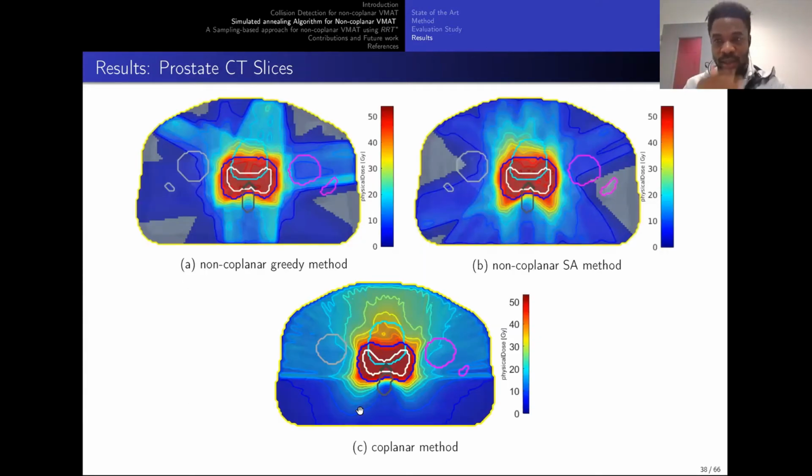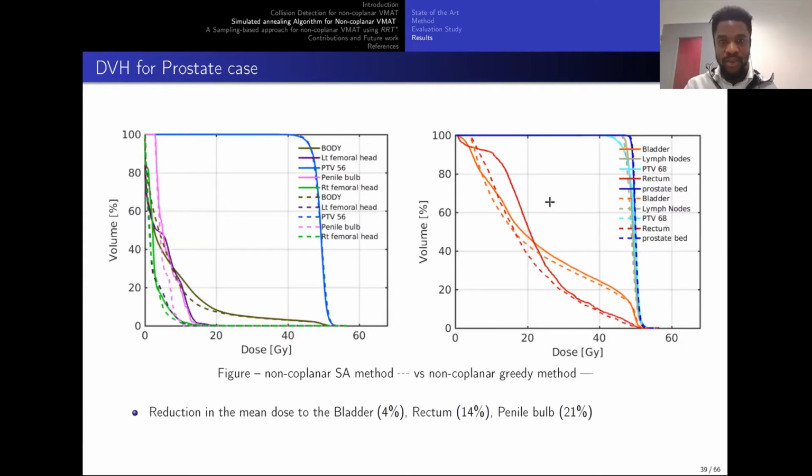So the prostate case is shown here. The prostate case is also comparing the greedy method, the simulated annealing method, and the coplanar method. You see also that the simulated method follows the same trend. The simulated method has better dose conformity, and the high dose area is really concentrated in the tumor target. For example, if you look at the coplanar method at the bottom, you can see that we have as high as 30 gray outside the tumor, which is not very desirable. If we compare the non-coplanar simulated method, the high dose areas are much more concentrated around the tumor area. And this is also seen in the DVH.